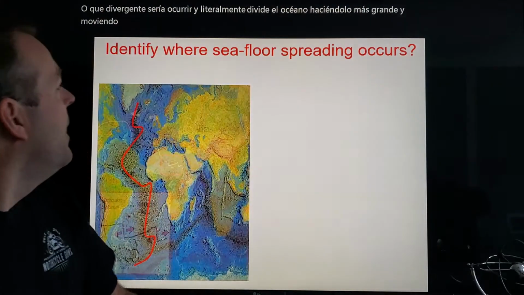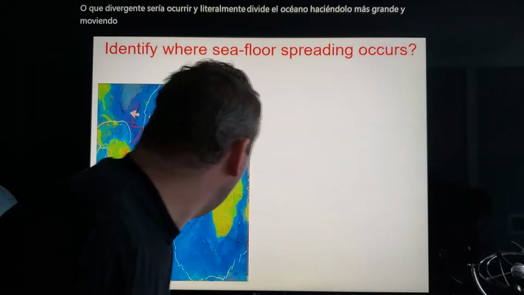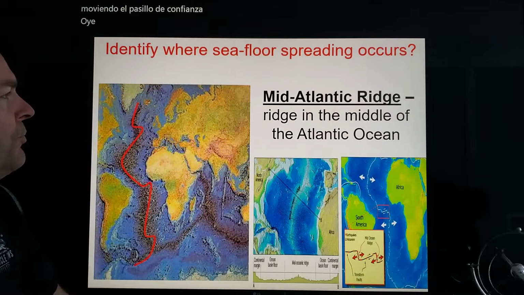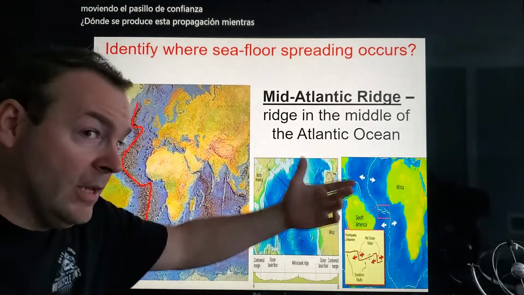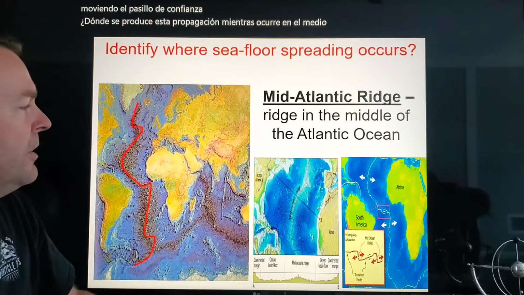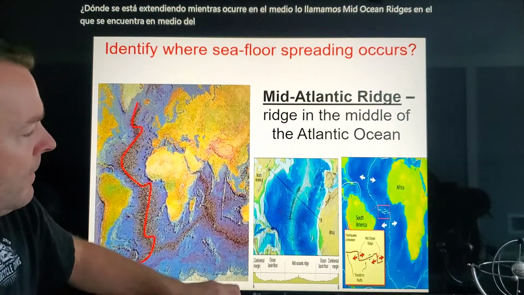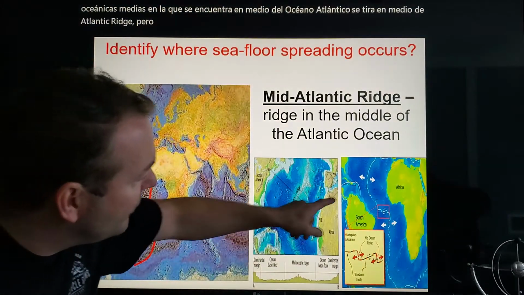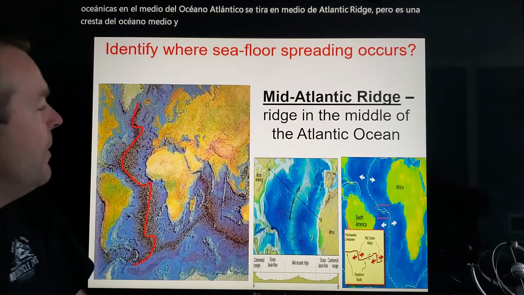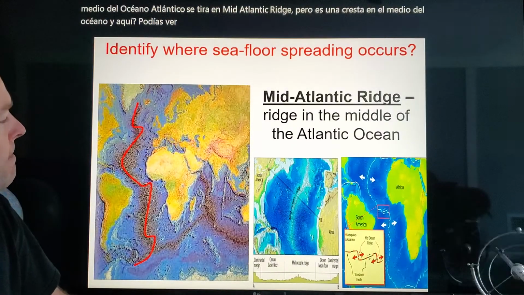Okay? Where does this spreading occur? Well, it occurs in the middle. We call it mid-ocean ridges. The one in the middle of the Atlantic Ocean is called the Mid-Atlantic Ridge, but it is a mid-ocean ridge. And here you can see different pictures of what's going on there. And we're going to analyze the evidence for that.